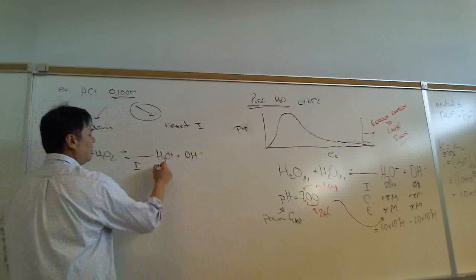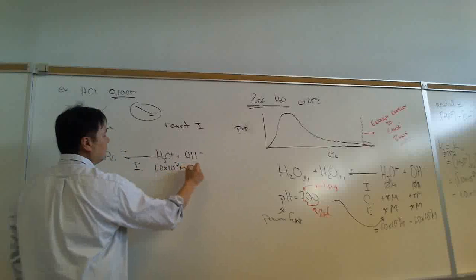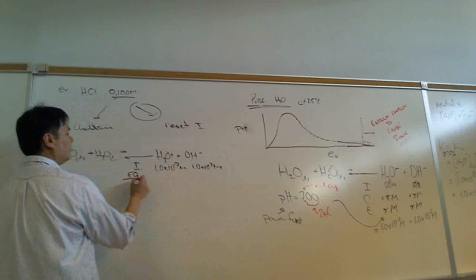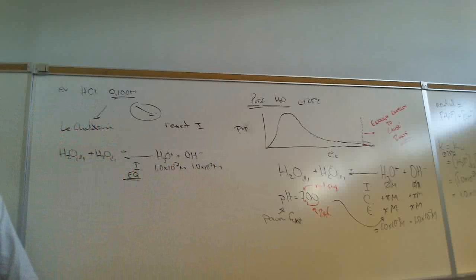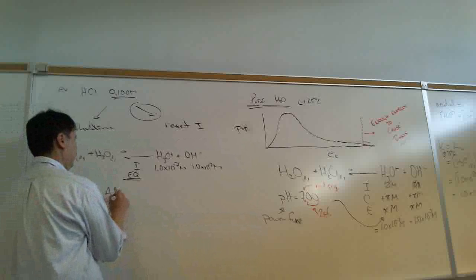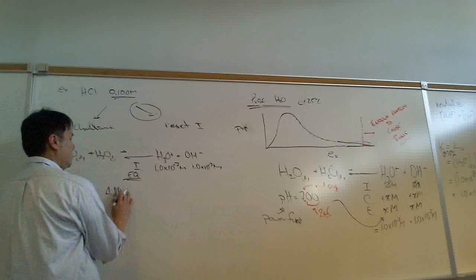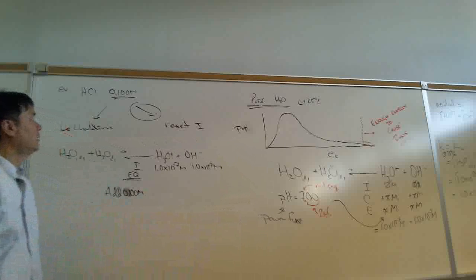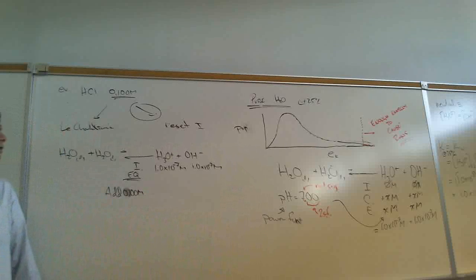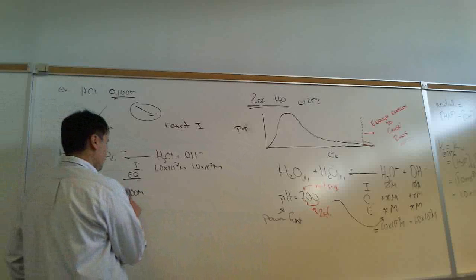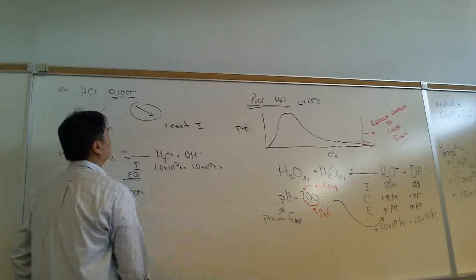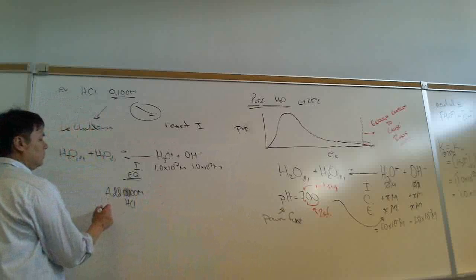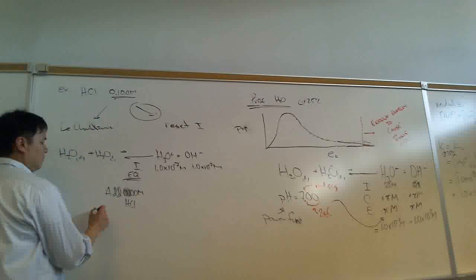So initial, I have 1.0 times 10 to the minus 7 molar, 1.0 times 10 to the minus 7 molar. And so this is initial at equilibrium, right? We know that's at equilibrium. And then we add some HCl. HCl is a strong electrolyte, right? Strong electrolyte is going to be dissociated into ions. And so essentially when we add the 0.100 molar HCl, well actually, this is 0.100 molar HCl.